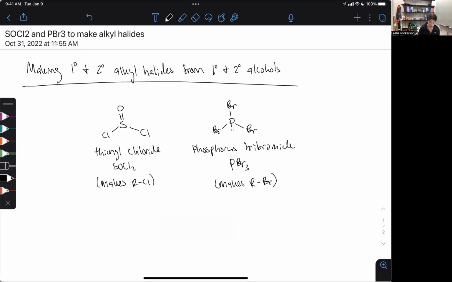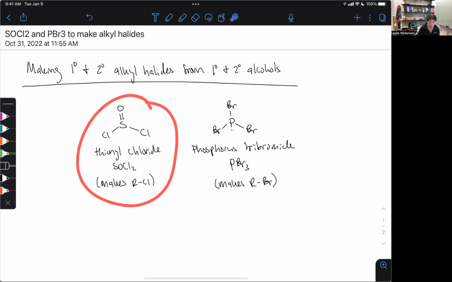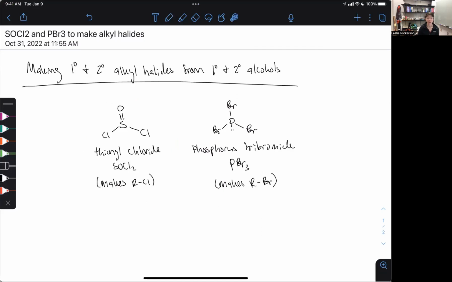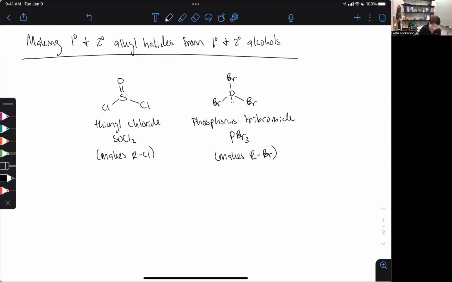So the two reagents that we're going to talk about the most here: thionyl chloride, which is where you'll often see SOCl2 written over an arrow. It has this structure, and this is going to make alkyl chlorides for us. And then phosphorus tribromide, PBr3, which is going to be making alkyl bromides. The thing we want to keep in mind with both of these is that they're really nice examples of SN2 reactions.